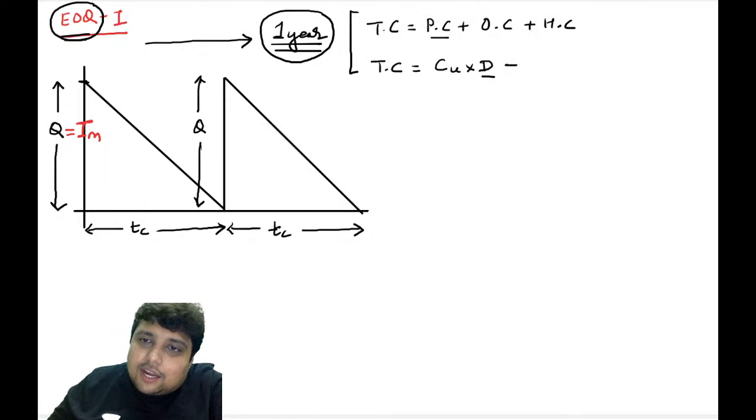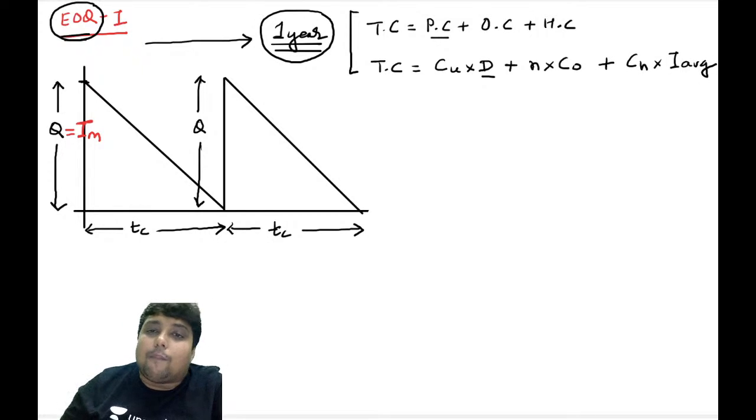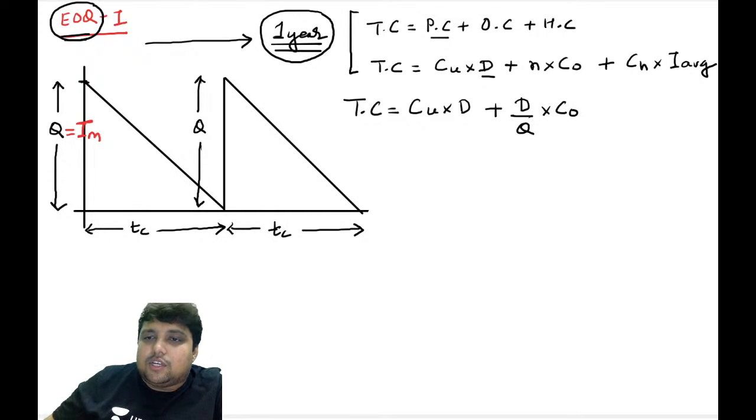Now I am going to write the formula of ordering cost, N into C naught, plus CH into I average. I hope you all remember the formulas that we have derived. Okay, let me move on. Now total cost, I am writing CU into D. Instead of this N, I am writing capital D by Q into C naught. Just wait, I will explain. And instead of writing I average, I am writing Q by 2. Why am I doing this?